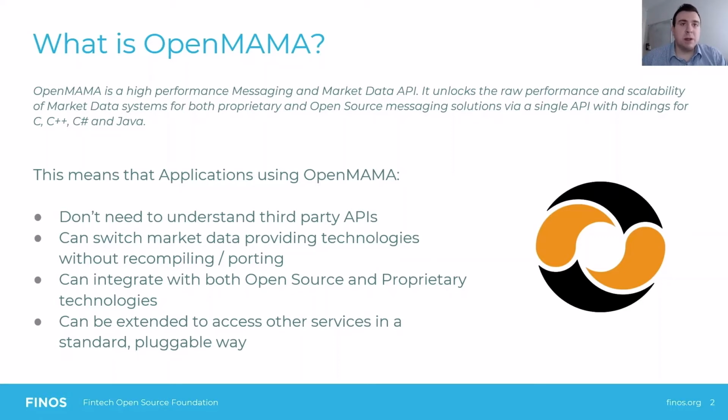So for example, you can use OpenMAMA with the exact same application to consume data from one middleware, or you can use it to consume from a completely different middleware, and your application doesn't actually change. It's a runtime configuration, and you drop in a different library and a different configuration file, and then you can start consuming or publishing onto a different market data platform without any changes at all to your application.